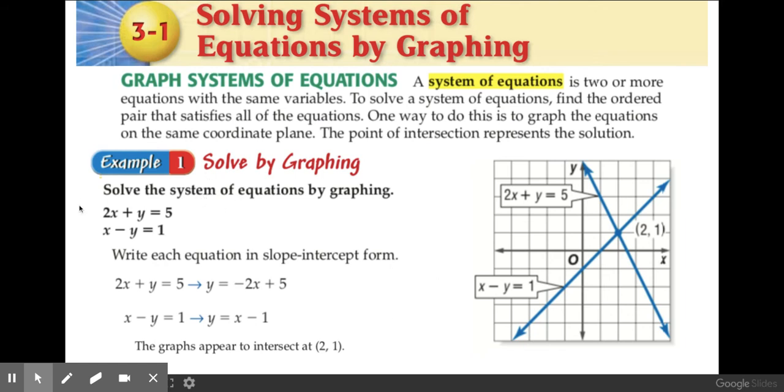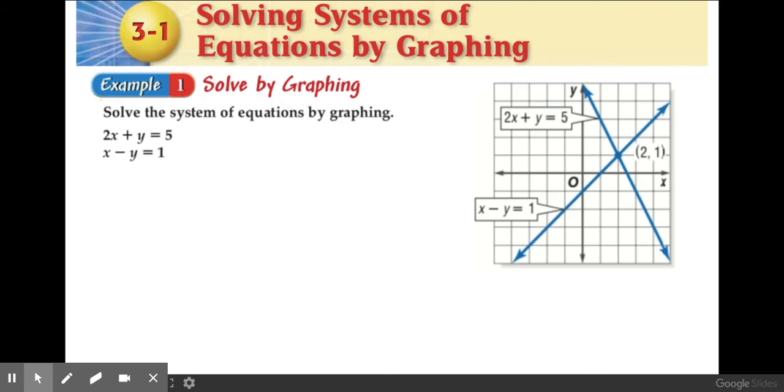So when you're asked to solve by graphing, you have to graph each line. Your solution, the only x and y coordinate that works for both equations, is where they meet, where they cross, where they intersect. And for this instance, it is at the point (2, 1).